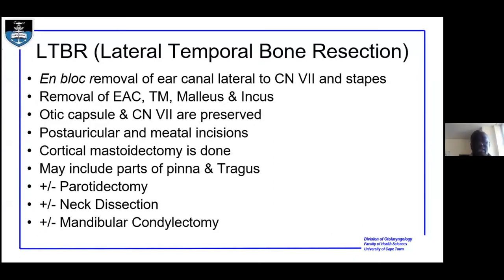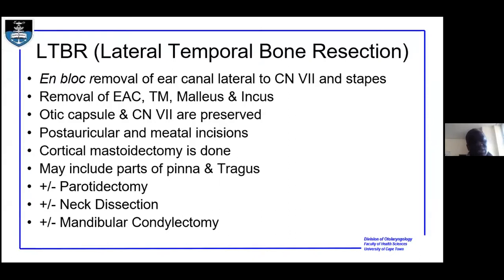Lateral temporal bone resection, this is the main surgical procedure that is done for these tumors. It involves en bloc removal of the ear canal lateral to the facial nerve and the stapes. In other words, it's removal of the external auditory canal, the tympanic membrane, the malleus, and the incus, with preservation of the otic capsule and the facial nerve.